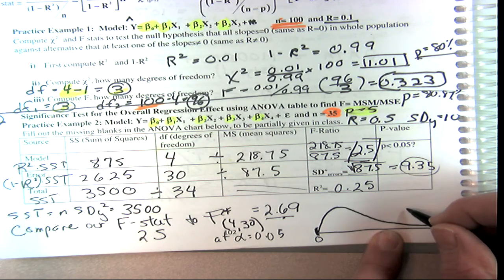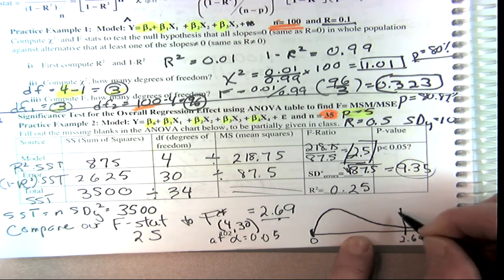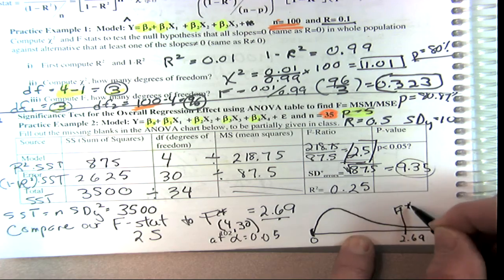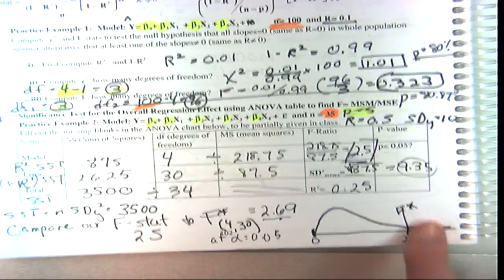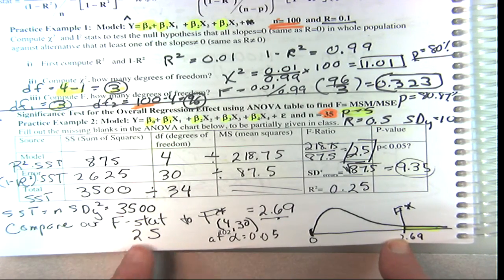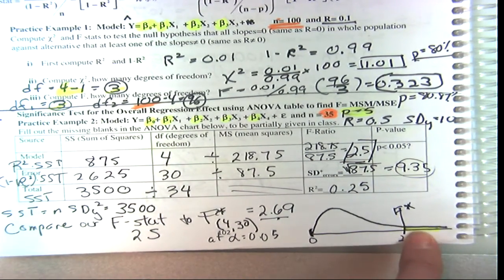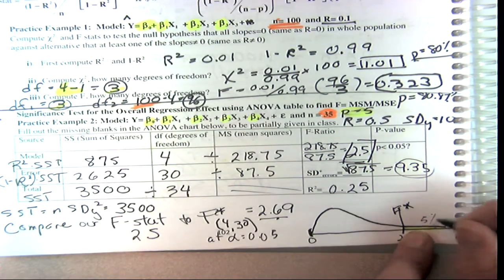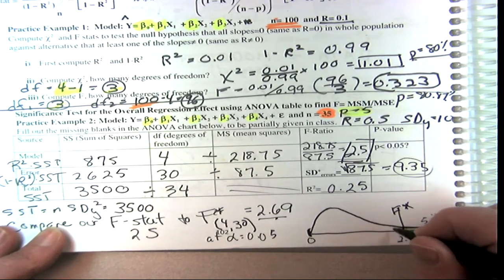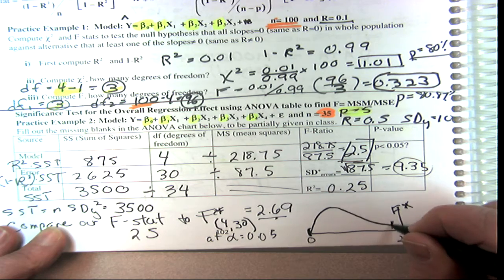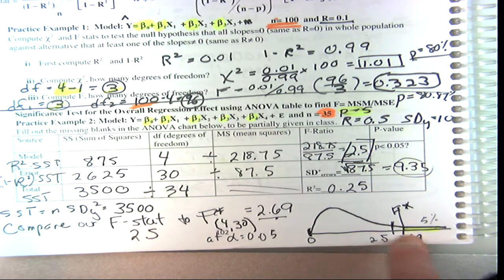So let's put that in. Let's just draw that. That is 2.69, and that's our F star at 5%. So the probability of having a statistic 2.69 or bigger is 5%. That part's 5%. We got 2.5, which is just short of that, right? So our F is right about here at 2.5. It's closer, but it's on this side.